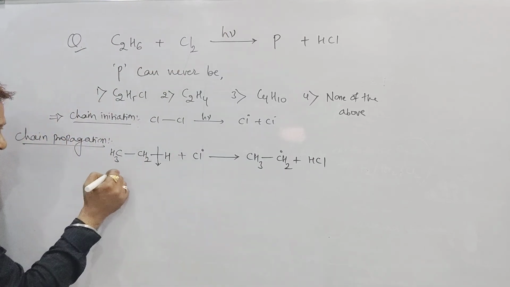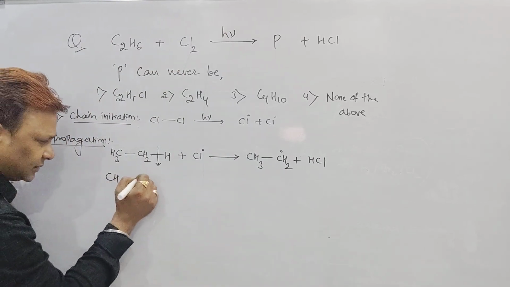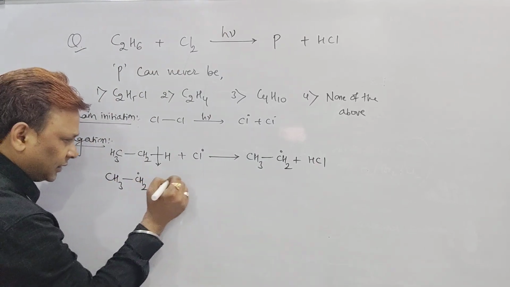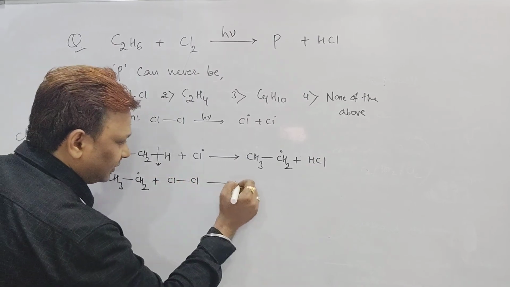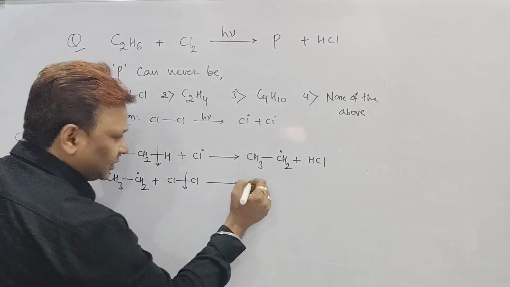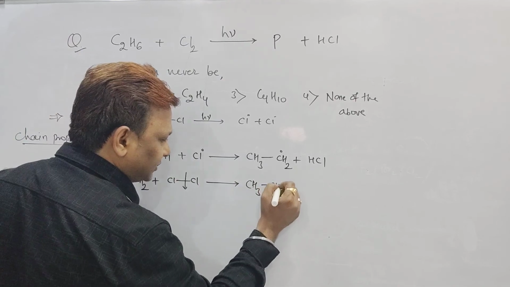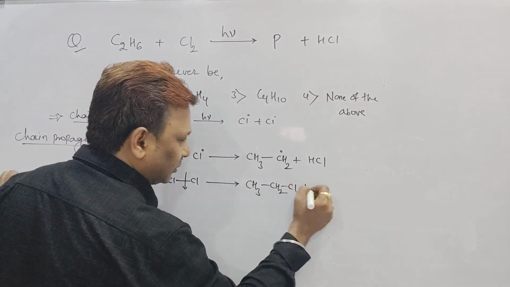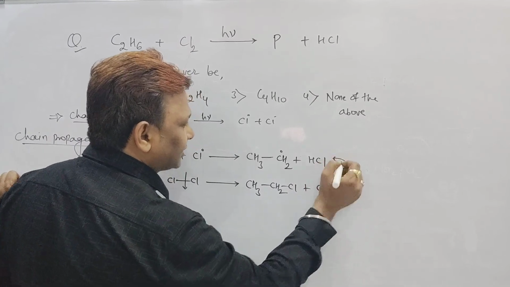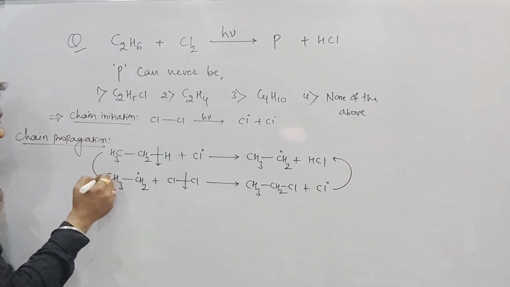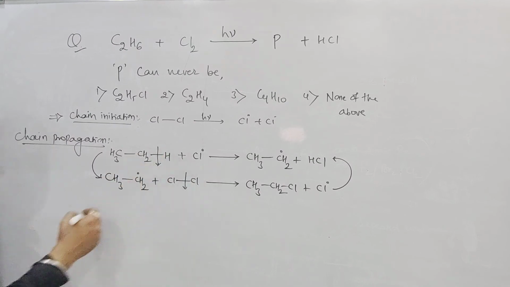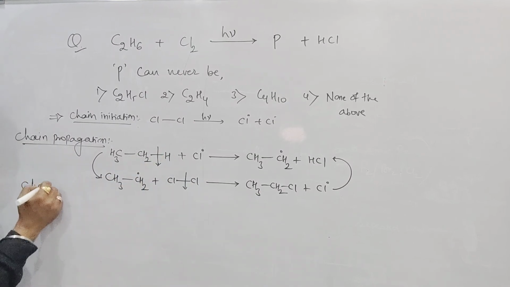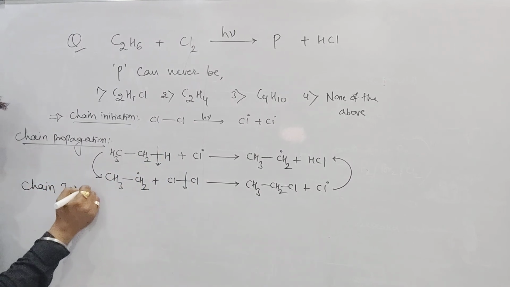Beta, this ethyl radical, do you remember? This ethyl radical again combines with Cl and Cl, and now homolytic cleavage, I got CH3 CH2. This radical combines to form ethyl chloride and Cl radical. The reaction goes this way. This step will be continuously repeating, and the last one is chain termination.